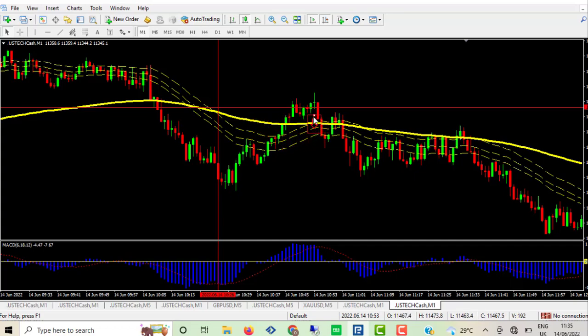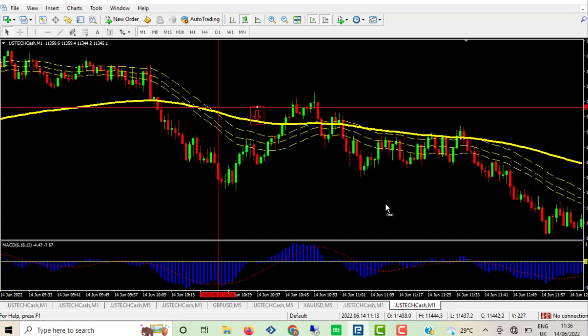So we have only one of these MAs actually crossing the thick one at this point. So this is an invalid trade setup, so we are not going to take this particular trade. After a while the market actually dropped in our direction, and this is a good trade.